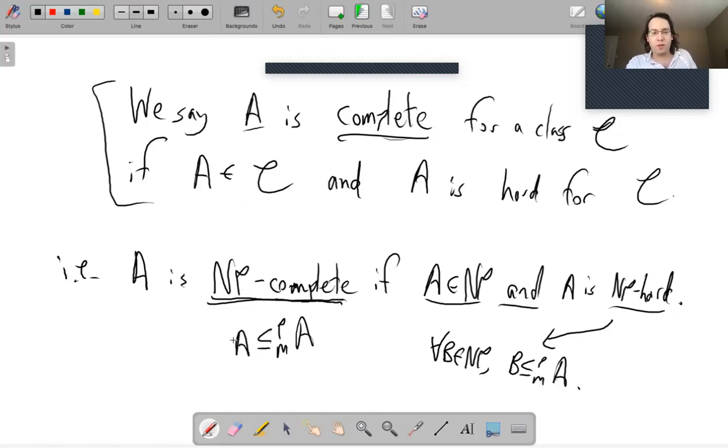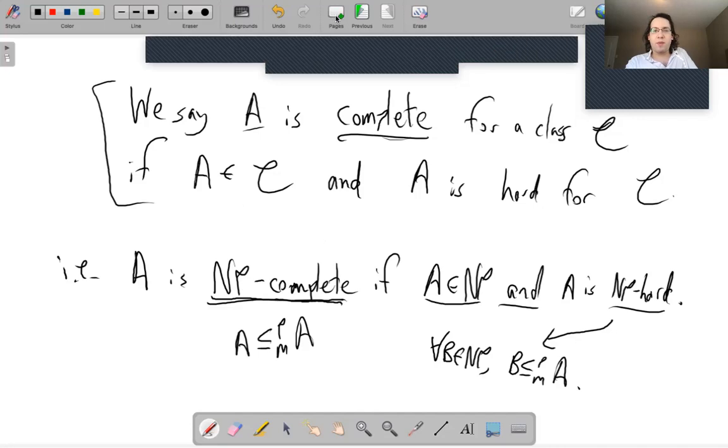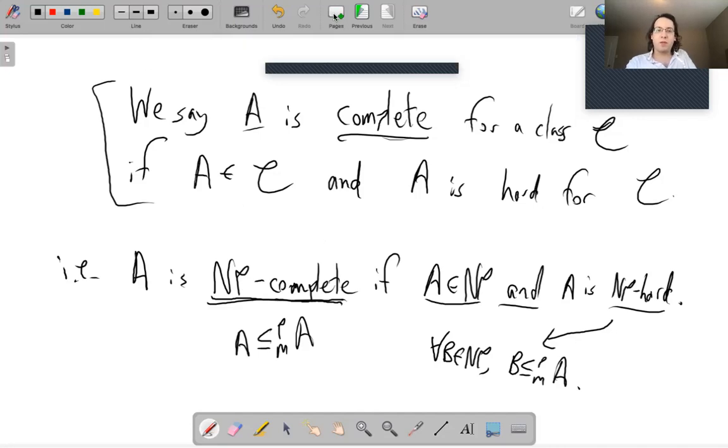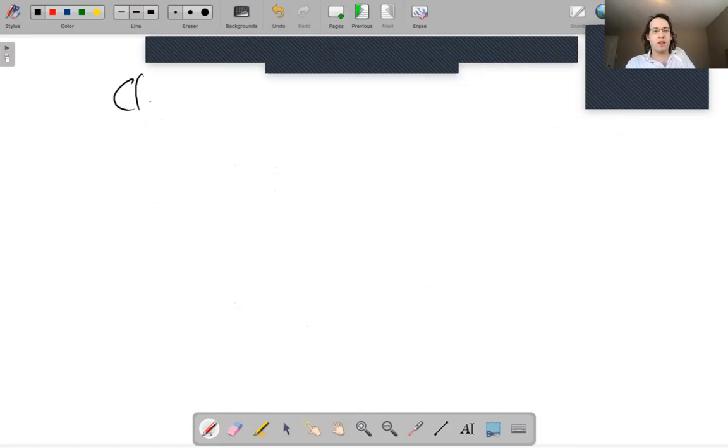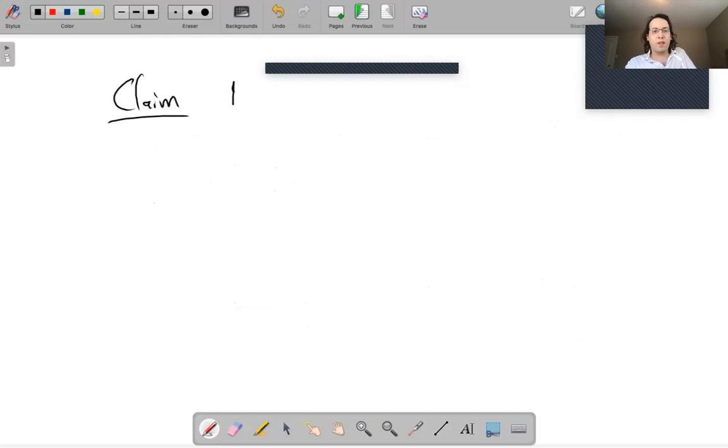All right. So now the interesting claim is that there exist NP complete languages. So the claim here is that there is an NP complete language. Okay, so let's prove it.